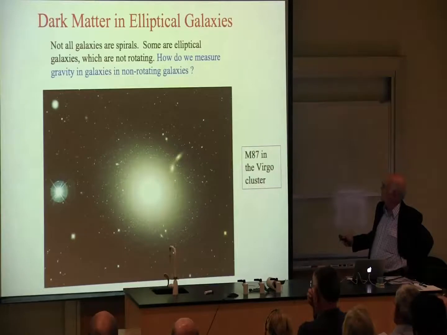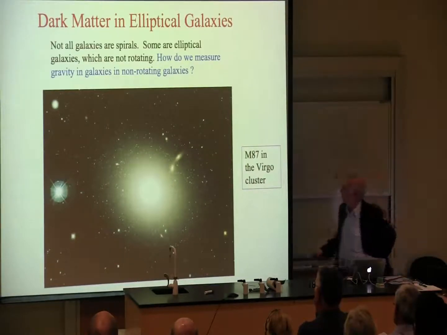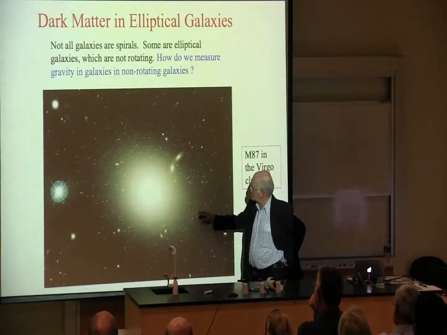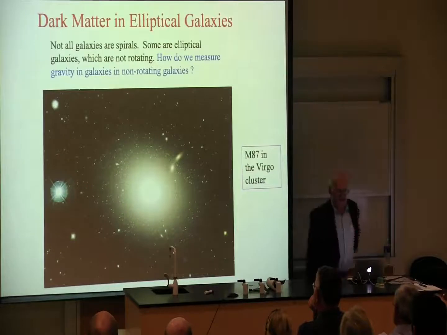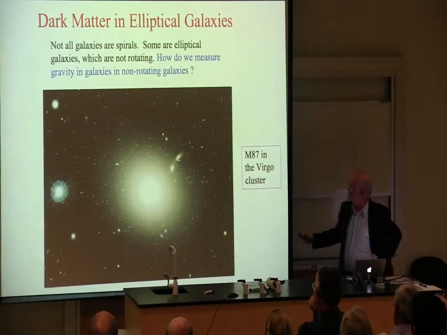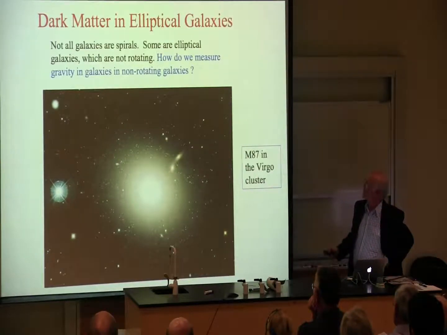This is the biggest galaxy in the Virgo cluster. It's a nearby cluster. You can see all these little dots here. Those little dots are star clusters that are about as bright as our dwarf galaxies. And there's like 10,000 of those, and then you can see some big galaxies here.